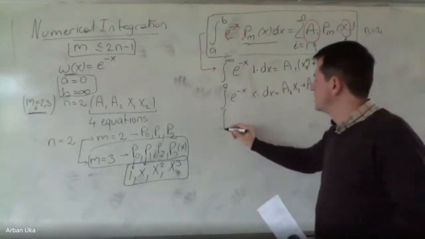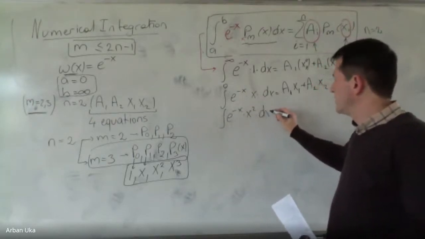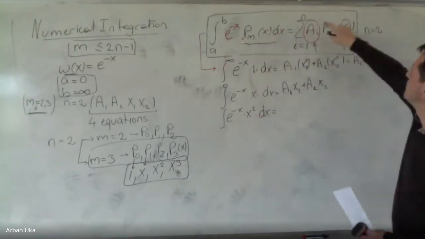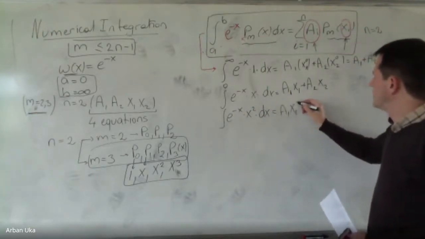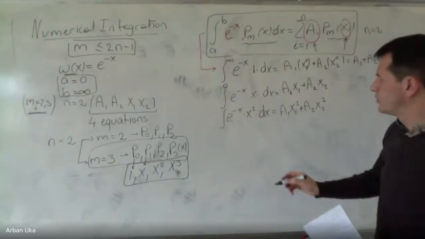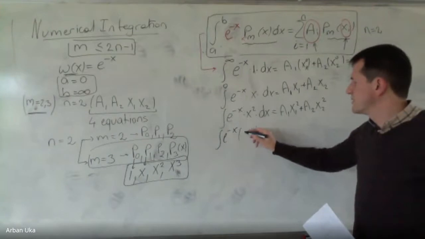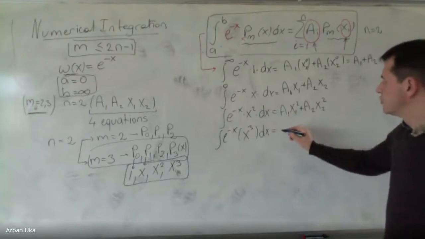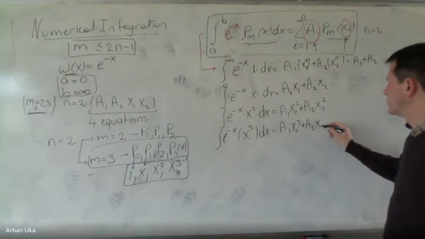Okay, and similarly, we have again the same integral, e to the power minus x times x squared, over dx. This is equal to what? This polynomial here is x squared. That means that this is also x squared. So we get the following. We get a1 x1 squared plus a2 x2 squared. So I hope things are becoming a little more trivial. So again, we have the same thing multiplied by the polynomial of the third order, dx. This is going to be equal to a1 x1 cubed plus a2 x2 cubed.